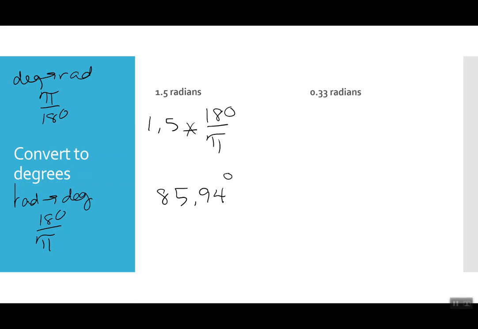And then the 0.33, I have 0.33 times 180 over pi. This gives me 18.91 degrees.